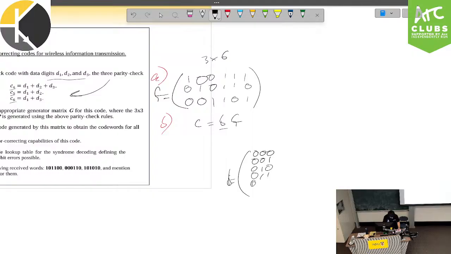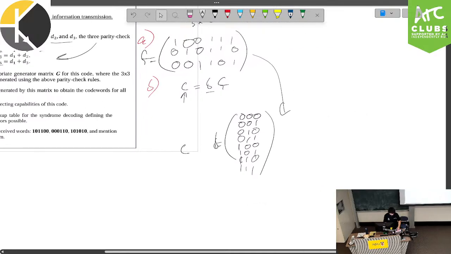Bam. You could gray code this. It doesn't really matter just in your calculation. But you'd have that. You would multiply by G, and you would end up with 8 different vectors. These vectors would be of length 6, and those would be your code words. So you get C as a big matrix equals B times G. Okay, so that's how you would do that. I reckon we have a bit of time, so let's try and do this.